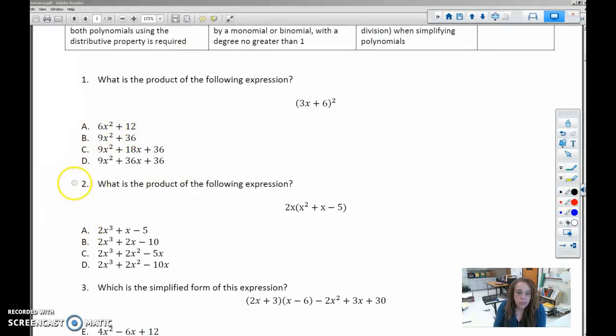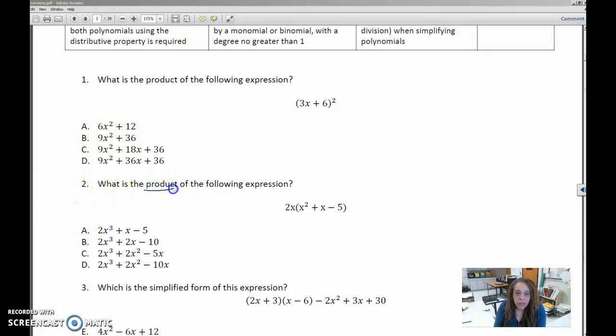Okay, number 2. What is the product of the following expression? Same thing we had earlier. This one, we had to square everything inside the parentheses. But here, I have one term outside, and I have 3 terms inside these parentheses. This is classic distributive property. So this 2x has to be distributed or multiplied by each term inside the parentheses. Here we don't have to double do it with FOIL, first, outer, inner, last. Now we just have to do this one time.